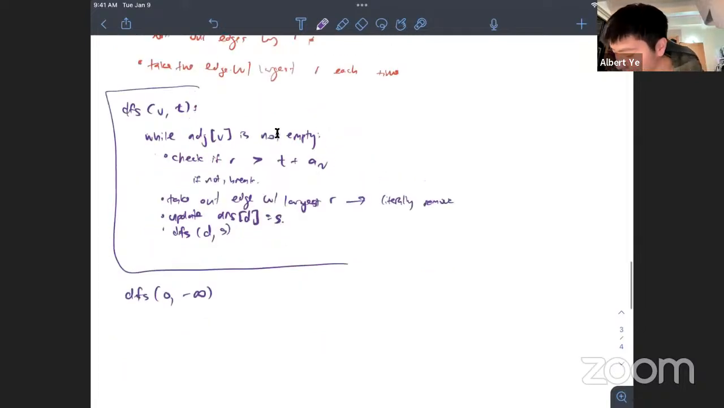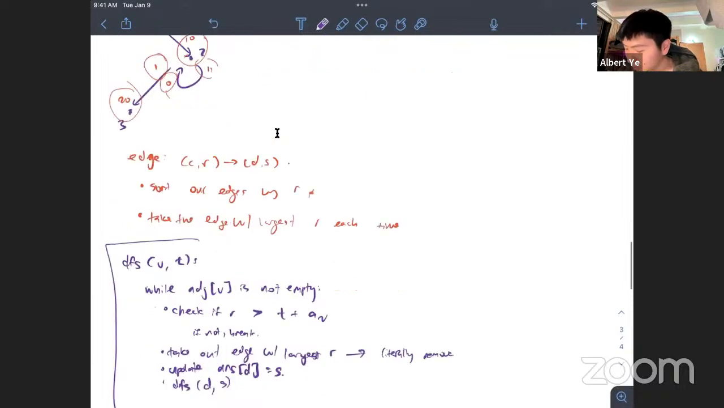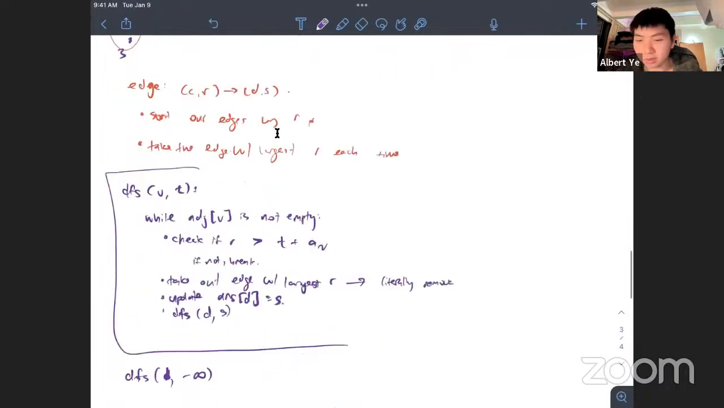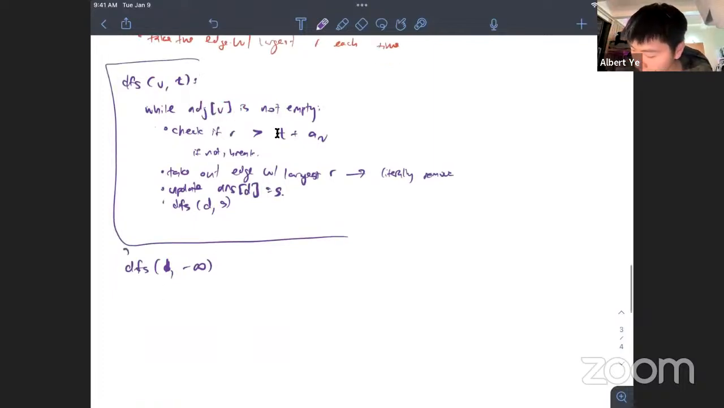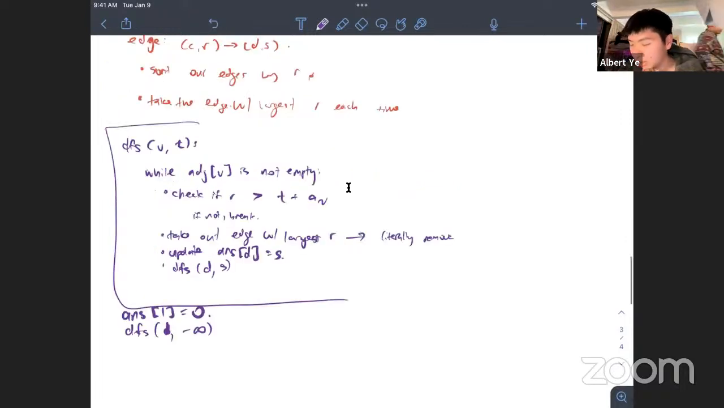So we instead start at DFS of 1, negative infinity. That way we can basically just ignore the layover time for the first pass, but if we revisit node 1, we still have to consider it, and we don't need to do anything extra. Then initially our answer for 1 is just set to 0 because we are there at time 0 already. So anyways, this is essentially the solution for problem 3.